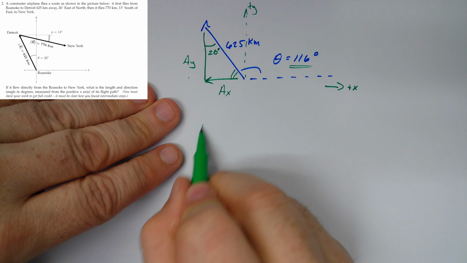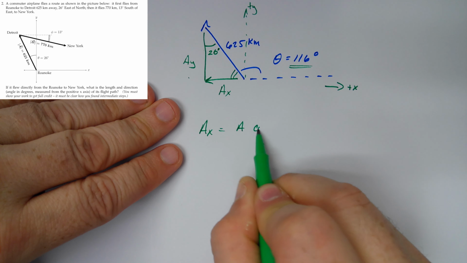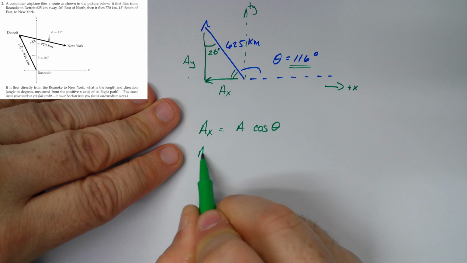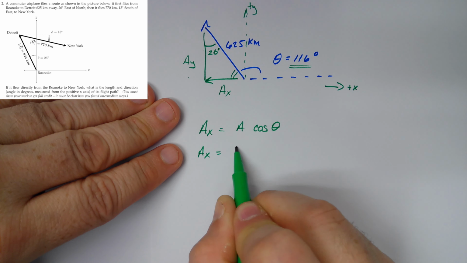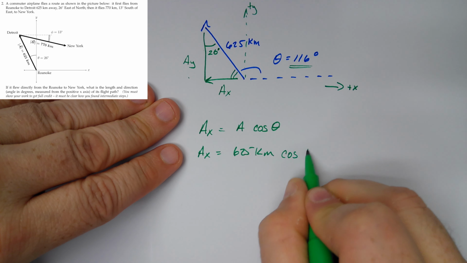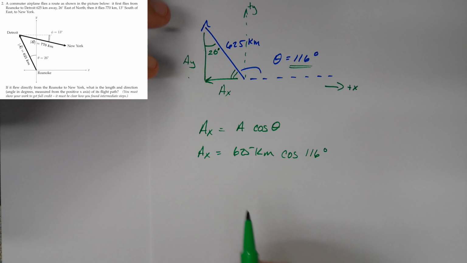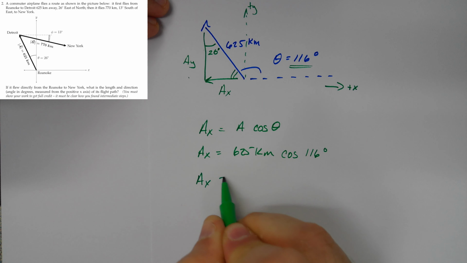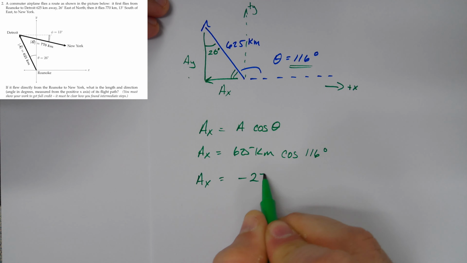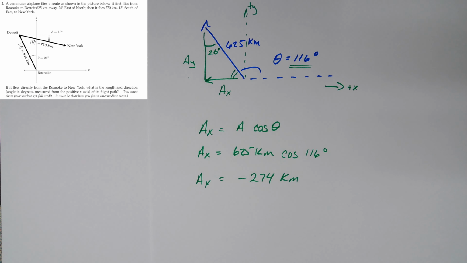So we'll find A_x, that is the length of A cosine theta. A_x is 625 kilometers, cosine 116 degrees. This is where you put it in the calculator. And after I've done that calculation, I get A_x is minus 274 kilometers. Again, we're rounding to three significant figures.